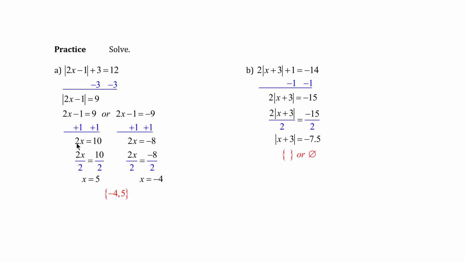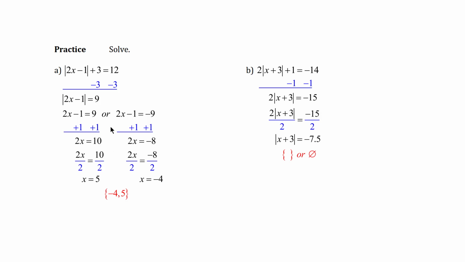From here, we get rid of the 2 in front of the x. We just divide both sides by 2. We get 2x divided by 2 equals 10 divided by 2. Simplifying the left-hand side, 2x divided by 2 is just x. On the right-hand side, 10 divided by 2 is just 5. So the result is x equals 5.